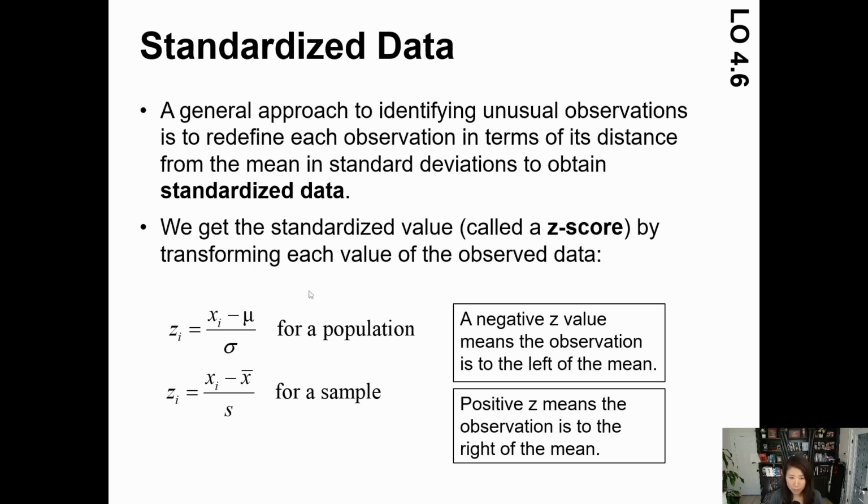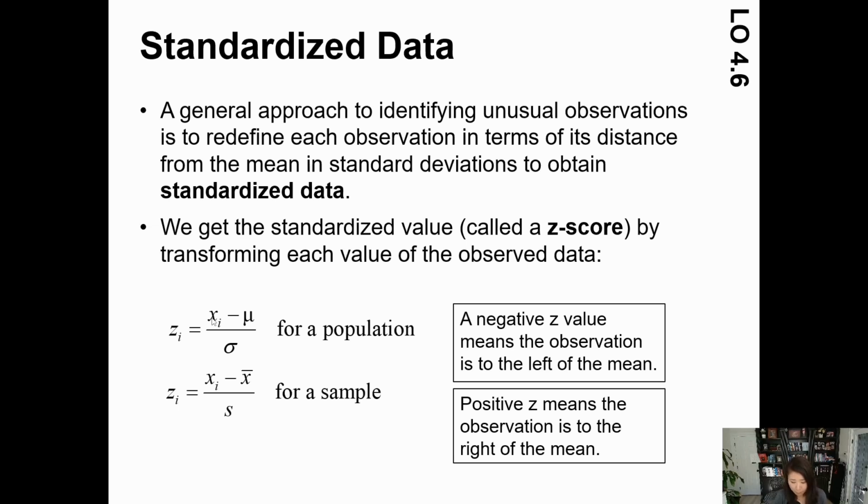You can do the standardization for your population data, and also for your sample data. Before we move on to learn how to identify outliers based on the z-score, I want to call out one of the characteristics of the z-score. If the z-score is a negative value, that just means your observation is smaller than the mean, or the observation is to the left of the mean. It makes sense, right? If you look at this formula, xi minus mu, there's no absolute value, so it's just the difference between two values.